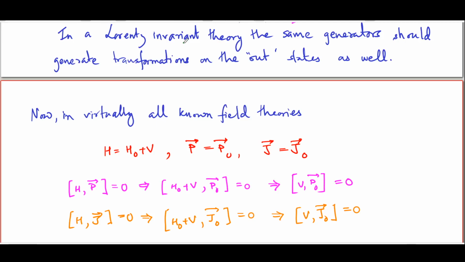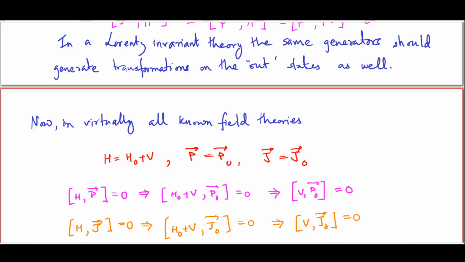Of course, the first of these is simply a result of the fact that the theory has to be translation invariant, and the second is an embodiment of the fact that the theory has to be rotation invariant. Both translation invariance and rotation invariance are special cases of Poincare invariance, so these should not really come as a surprise. Indeed, these commutation relations guarantee that at least as far as translations and rotations are concerned, the in states and out states transform in exactly the same way as the free states do.